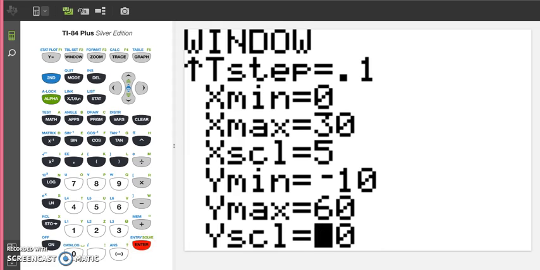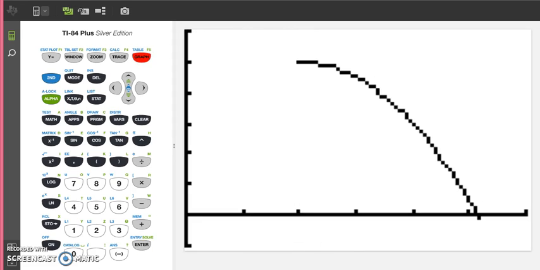So now that we have our window set up to something that makes sense for this problem, hit your graph button again. And we actually have the path of the car. You can see that it's starting out at 10 feet, or sorry, 20 feet, right? I labeled my x-axis in 5s, so it's 5, 10, 15, 20, 25, 30 on my x-axis. So yeah, it was starting out at 10 feet, I remember.